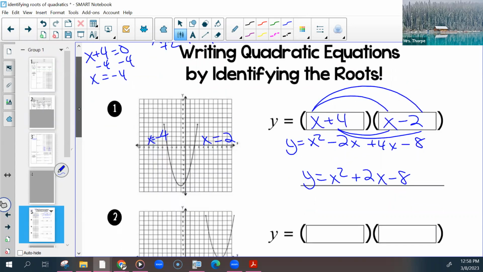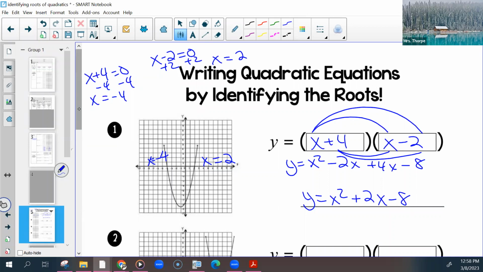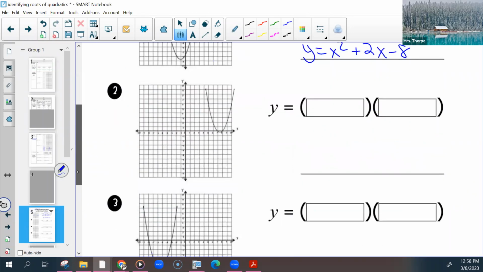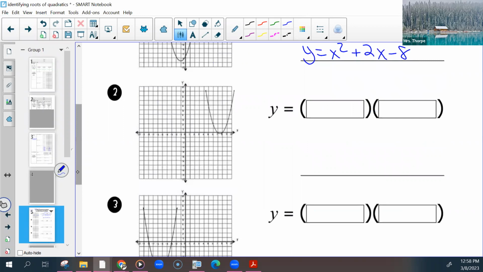Before we do two, what questions do we have? What are your zeros for 2? They're really close together. 7 and 8. So then how would we write those in factored form? X minus 7 and x minus 8. So as long as you know you have to do the opposite when you write it in factored form, you'll be okay.